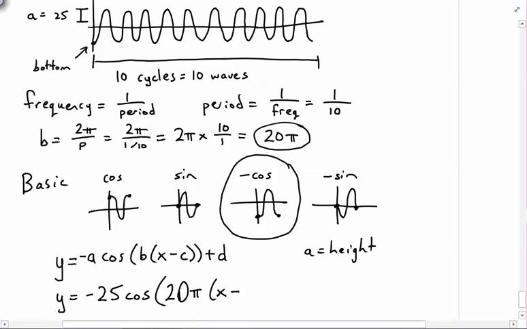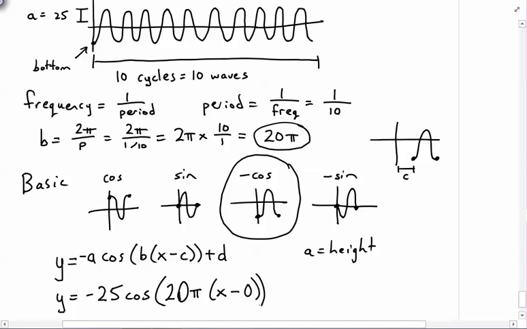C is how much the graph moves left or right. So I'm going to take the bottom and see how far the bottom moved away from the y-axis. But in this case, it didn't move at all, so C is 0.